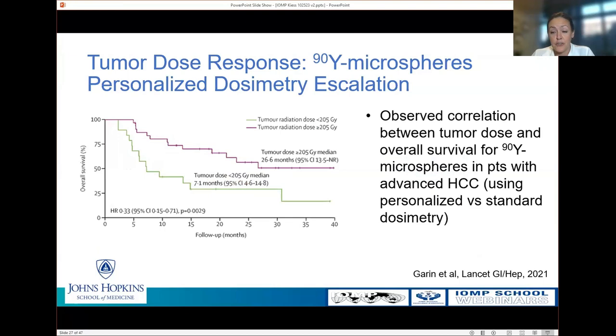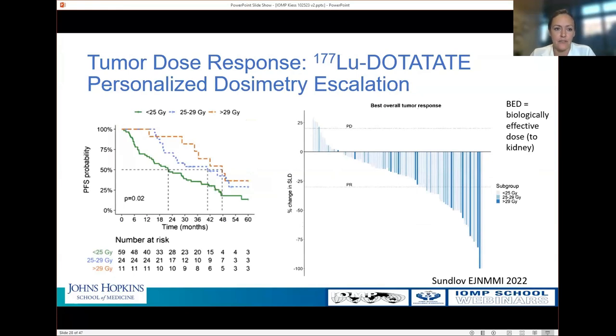And that is a huge overall survival benefit. We don't see those in most cancer trials. For lutetium dotatate, there's also a recently published lutetium dotatate dosimetry escalation where a subset of patients had additional cycles of lutetium dotatate to a target kidney biologically effective dose of up to 40 gray.